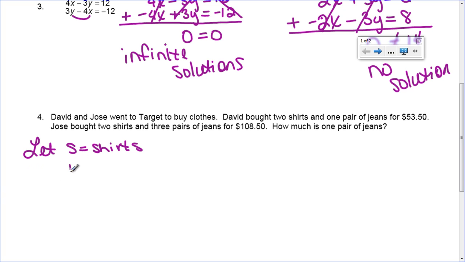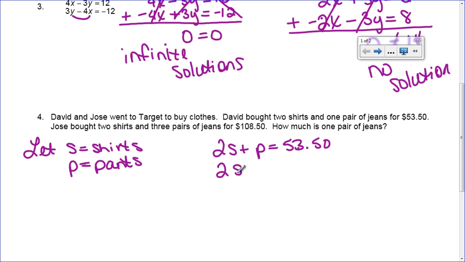And then I'm going to let P equal pants because I got shirts and pants. I could do J for jeans as well if you wanted to, but I got shirts and pants. So David bought 2 shirts and 1 pair of pants for $53.50. Jose bought 2 shirts and 3 pairs of pants for $108.50. I want to know how much 1 pair of pants is, so I'm looking for P.